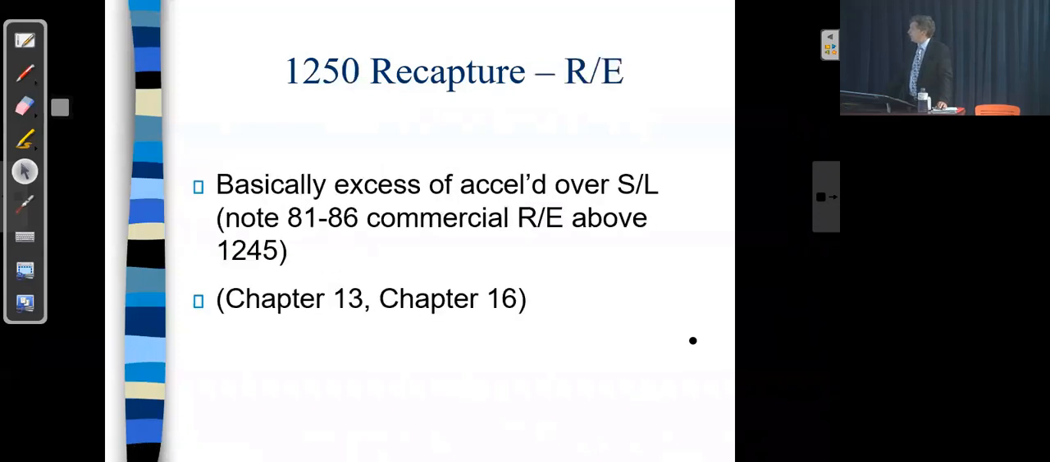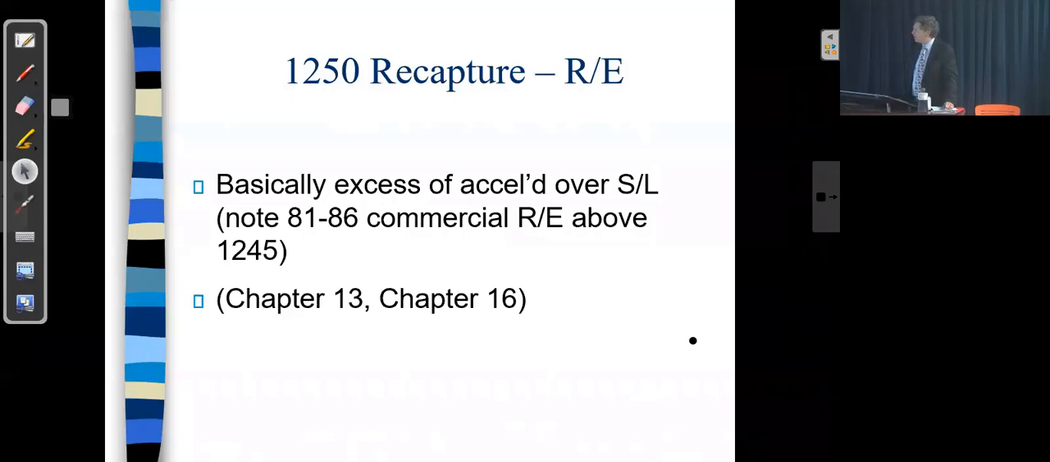All right, 1250 recapture. Now this is basically real estate, but here we only recapture the excess over straight line, which means you have to be using accelerated depreciation. To the extent that the accelerated depreciation was faster than straight line, that's what can be recaptured.